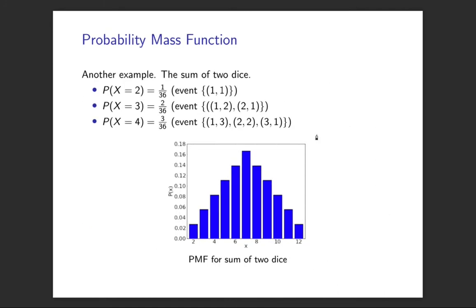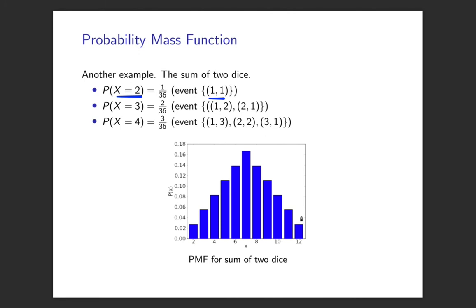So here's another example. If we look at the sum of 2 dice, that's going to take values 2, 3, 4, 5, 6 and so on. Then the probability that X equals 2, where our random variable X is the sum of 2 dice, is that we threw 2 1s, that's 1 over 36. Probability X equals 3 is that we had a 1 and a 2 or a 2 and a 1, so that's probability 2 over 36. Probability X equals 4 is that we had a 1 and a 3, 2 and 2, or a 3 and a 1, so that's 3 over 36, and so on.